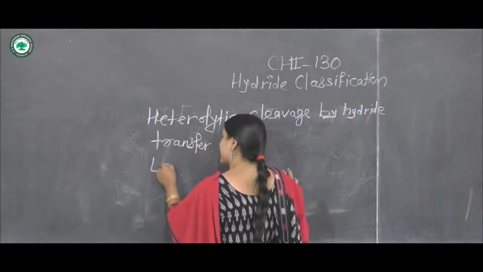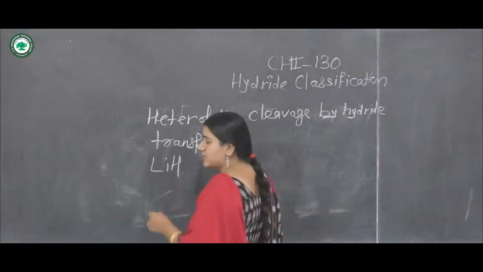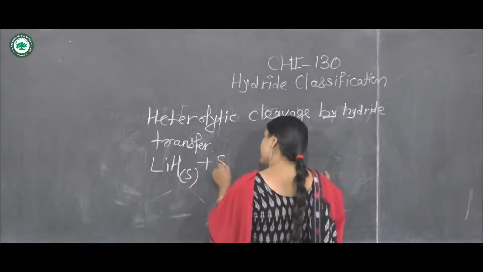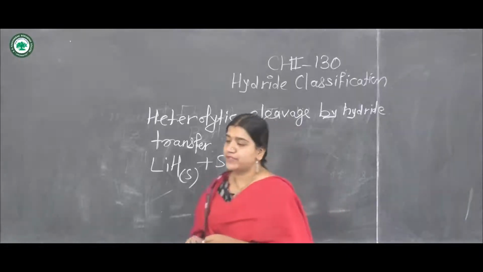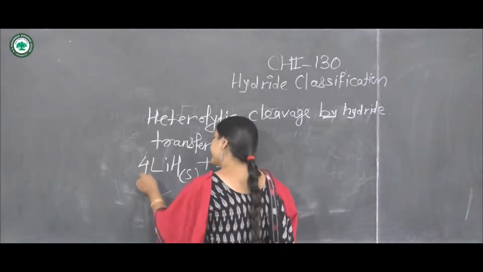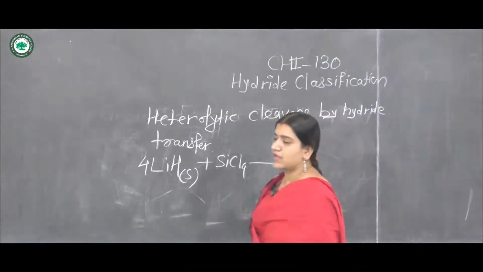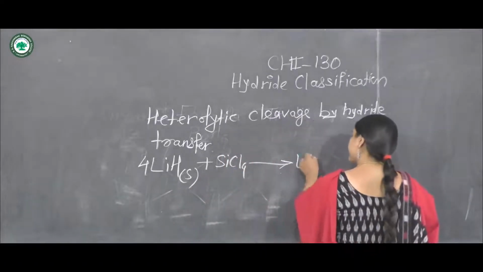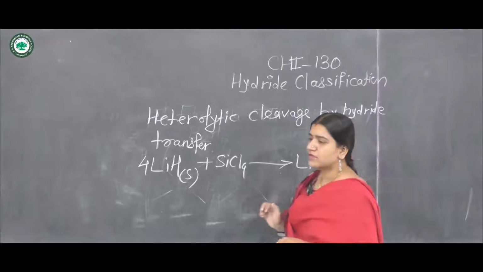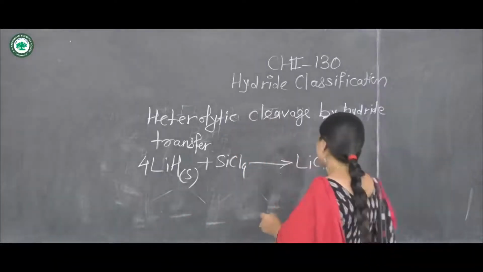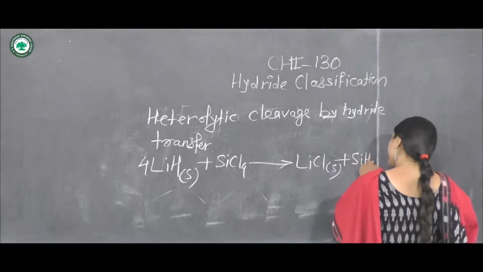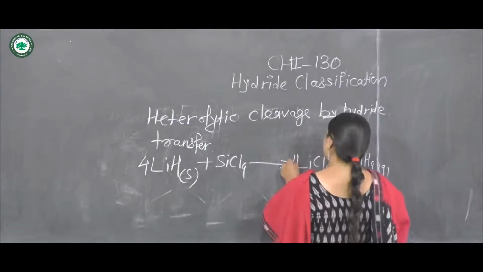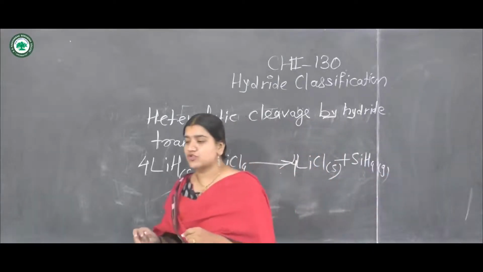That is lithium hydride, LiH. This LiH on reaction with SiCl4, that is the reaction with the halide, will form LiCl, which is a solid, and SiH4, which is a gas. So this is 4 LiCl plus SiH4.